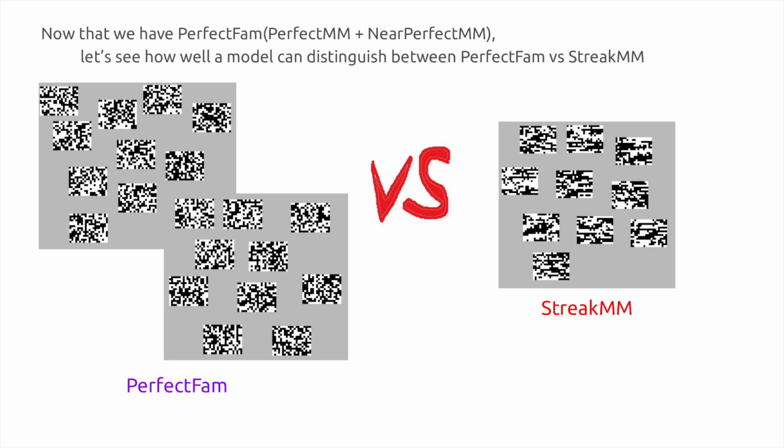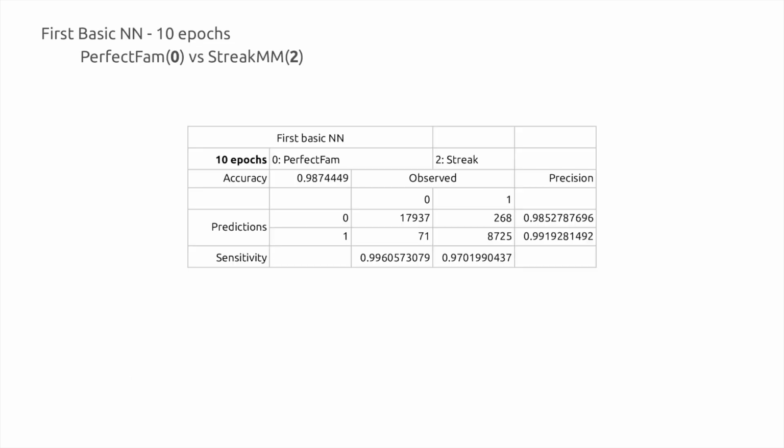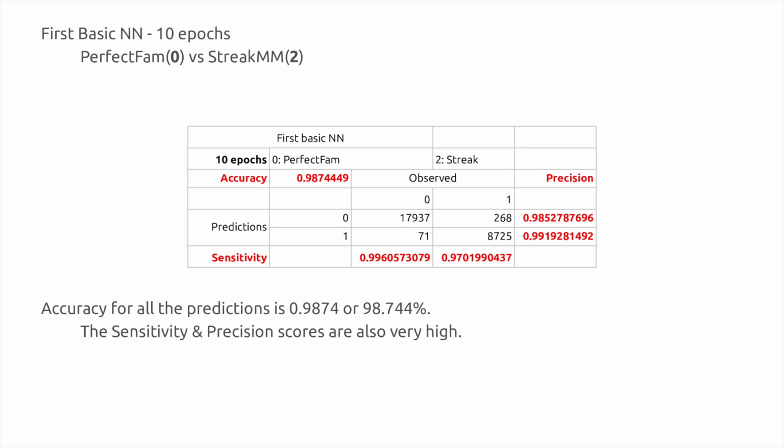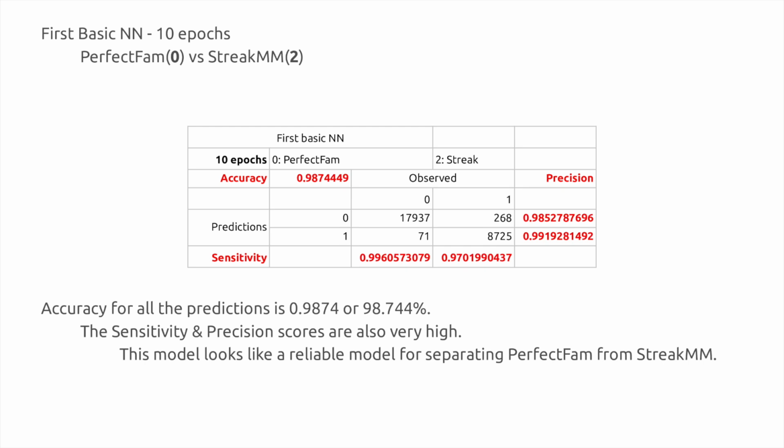Now that we have PerfectFAM, PerfectMM plus Near PerfectMM, let's see how well a model can distinguish between PerfectFAM and StreakMM. Accuracy for all the predictions is 0.9874 or 98.744%. The sensitivity and precision scores are also very high. This model looks like a reliable model for separating PerfectFAM from StreakMM.